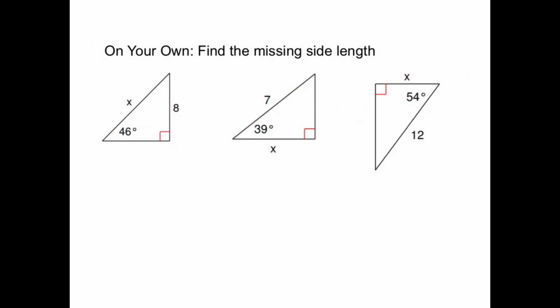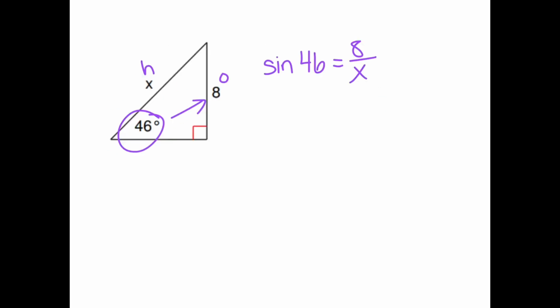Now there are 3 problems to do on your own, but this first triangle is a little bit different than the ones we've been doing so far as solving goes. So I would first like to do this one with you, and then you'll be able to do these 2 on your own. But we're going to take a closer look at this one. So in this particular triangle, the 46 degree angle is the reference angle, opposite over hypotenuse. We get this trig ratio, sine of 46 equals 8 over x.